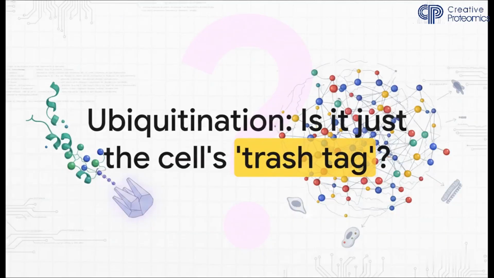Okay, so let's start with what you probably learned in a textbook. For decades, the story was super simple. Ubiquitination is just the cell's trash tag. It's a molecular death sentence, right? It marks a protein for destruction. But is that really all it is? Is this just a fancy garbage disposal system? Or have we been missing a much more sophisticated code that's running pretty much everything inside the cell?